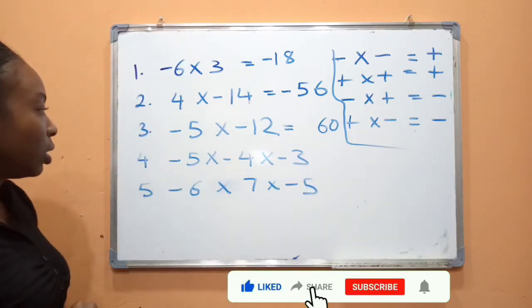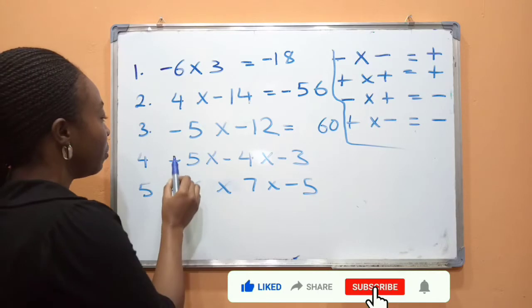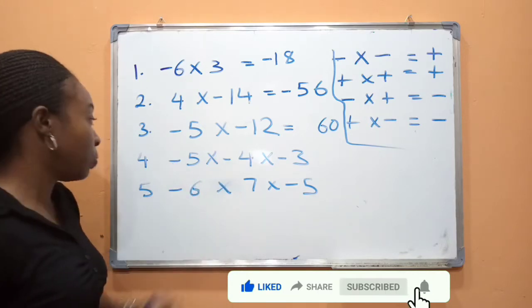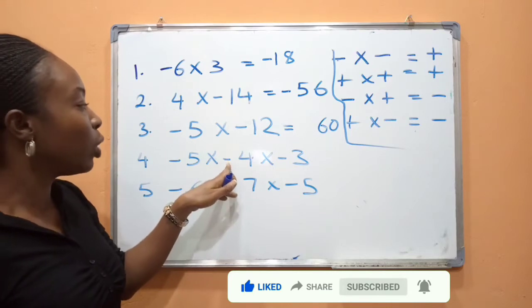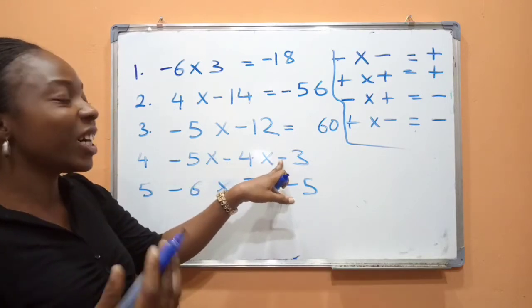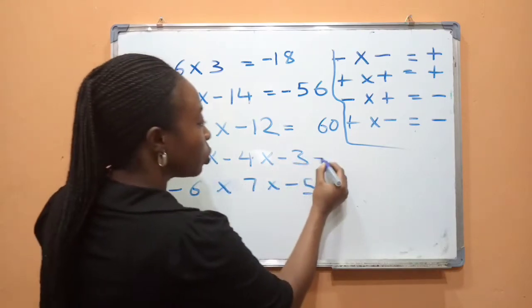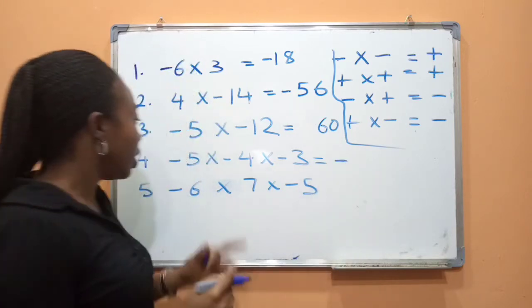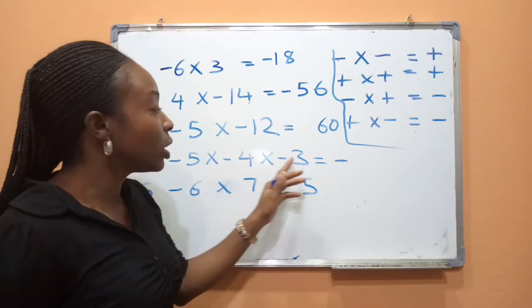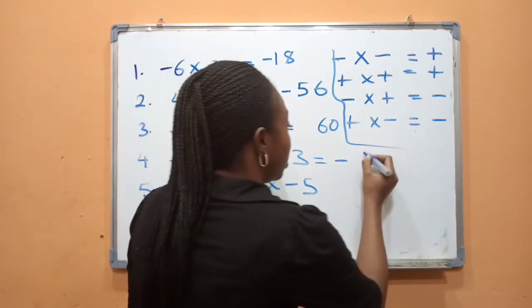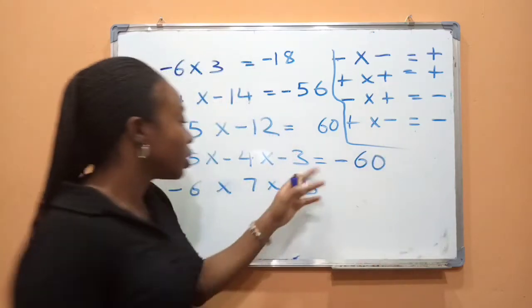How about this? First of all, we have minus times minus gives us plus, okay? So now that we have plus, we now say plus times minus. Since they are now different symbols, it becomes what? Minus, okay? And then we say 5 times 4 gives us 20. 20 times 3 gives us 60. So we have minus 60.